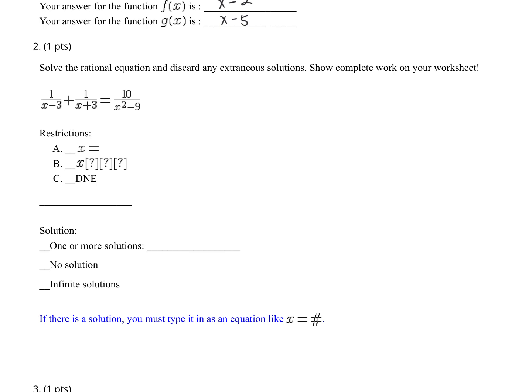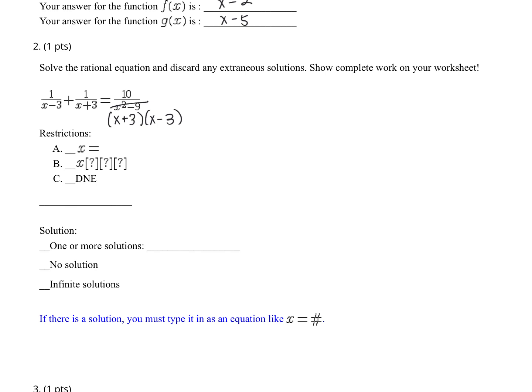We can find the restrictions. Since I took this off of Mom, sometimes the choices get a little wonky. But what we want to do is look at each denominator. So first we would factor the last denominator into x minus 3, x plus 3, and you would see that those factors match the factors on the bottom of the other two fractions.